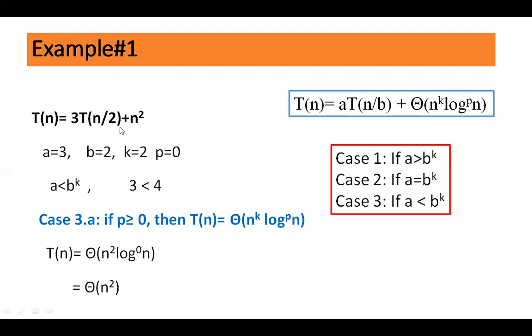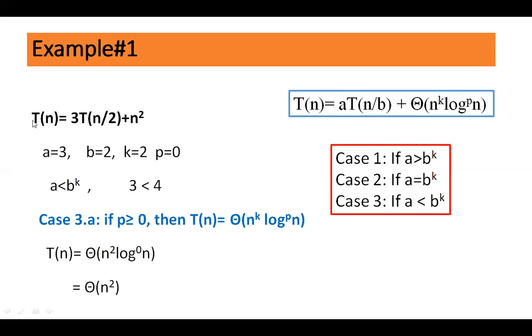Now, this is our master theorem, right? Now, let us calculate the value of A. What is A? Here, A is 3, right? So, A is equal to 3. Now, what is B? B is 2 here, fine. And what is K? n raised to K, here it is 2. So, K value is 2. And there is no log P, so P value is 0.